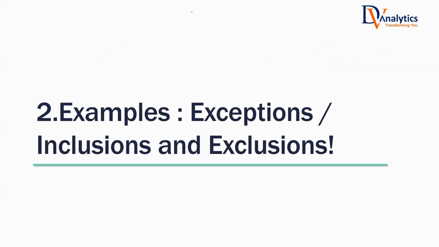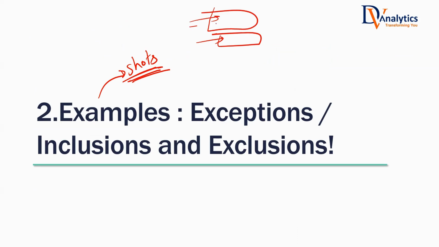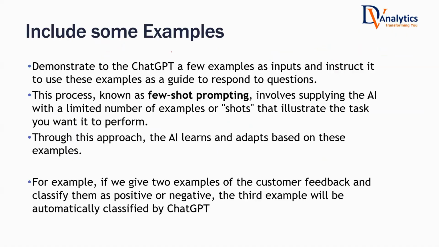The second element that you must remember is always give few examples, exceptions, inclusions, exclusions. Examples are also known as shots. Give few shots. Examples are quite important because in your mind, you're thinking that I want the output in this manner. But how many times you ask ChatGPT, it is not giving the output in this manner. Then you give it, this is what I want, like an example, like a shot.